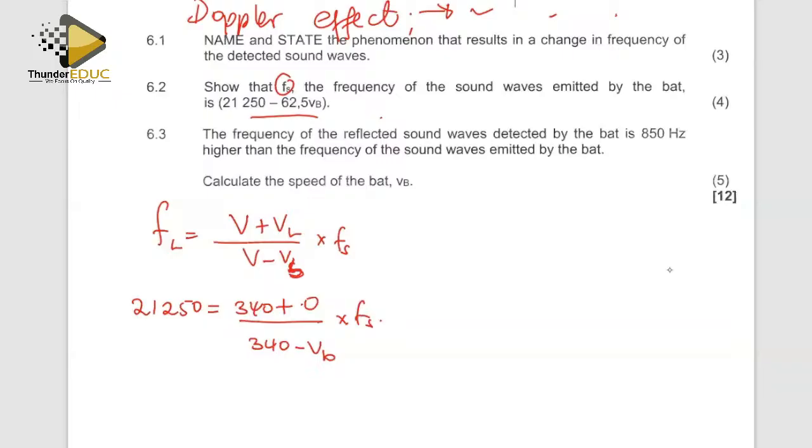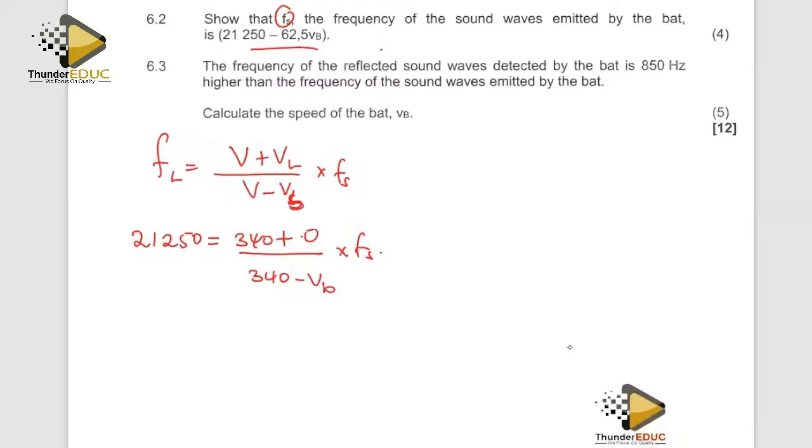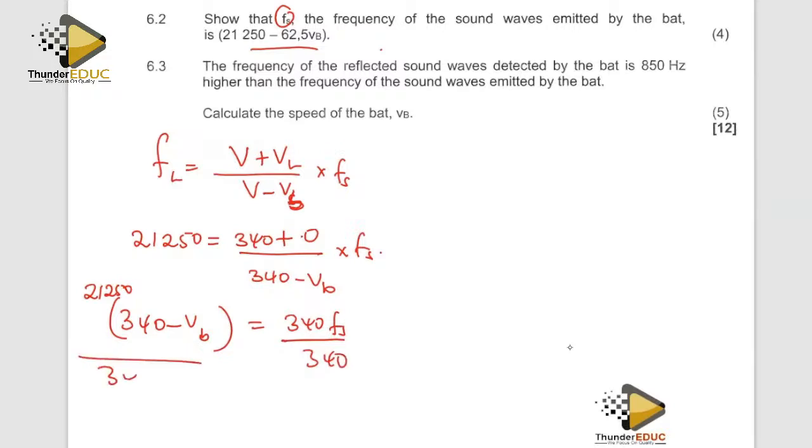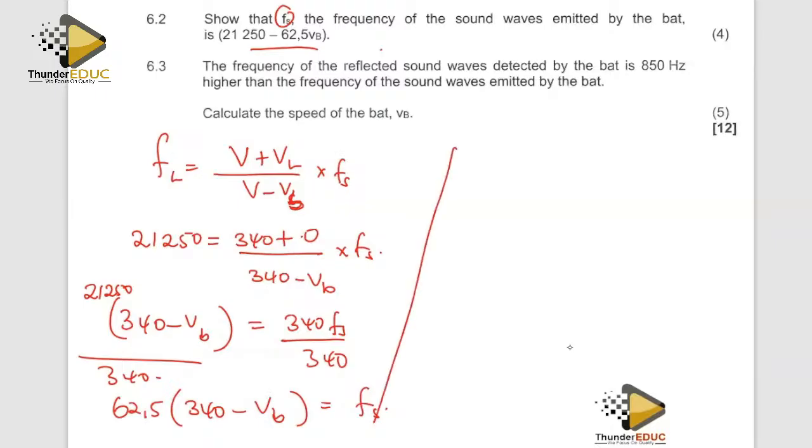Now remember, we're looking for the frequency of the source. Then I'm just going to multiply through. So I have my 340 minus vb multiplied by 21250 is equivalent to 340 fs. But let's divide through by 340. I don't want to open those brackets. So 21250 divided by 340 gives me 62.5. Okay, that's 62.5. We have 62.5 times (340 minus vb) is equal to the frequency of the source. Then when I open this up, this 340 cancels, and it is going to give me 21250 minus 62.5 vb. So that's the frequency of the source that the question technically wanted.